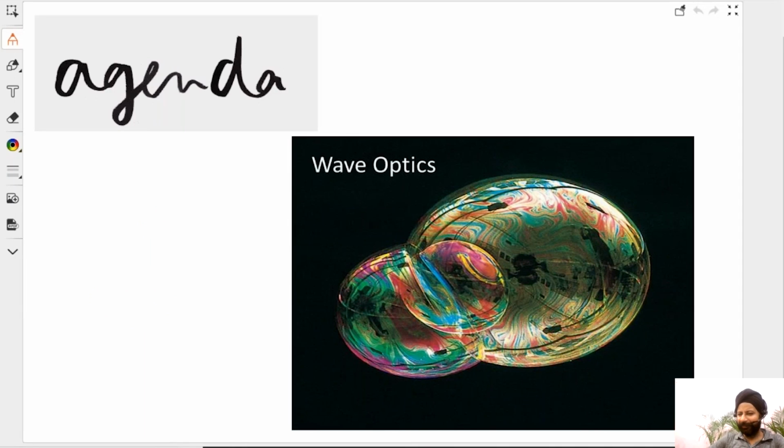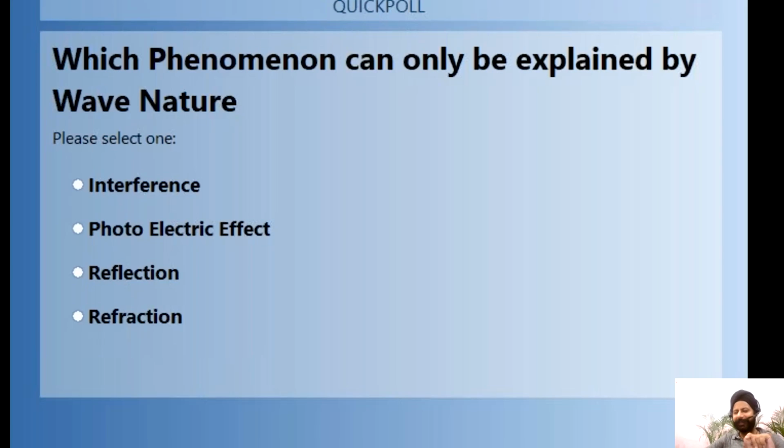Now, which phenomenon can only be explained by wave nature? If you have studied this, tell me. That's fine. Don't make a guess here. I'm just trying to understand how many of you have already studied this. So which phenomenon can only be explained by wave nature? Interference, photoelectric effect. And if these terms, like interference, diffraction, are not making sense, we are going to cover them from the very beginning.